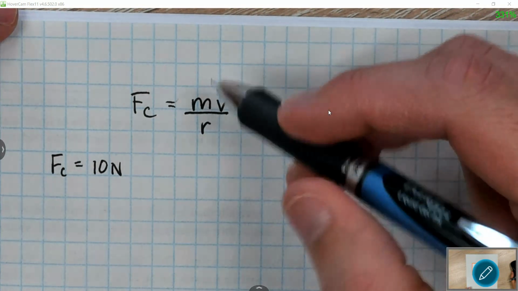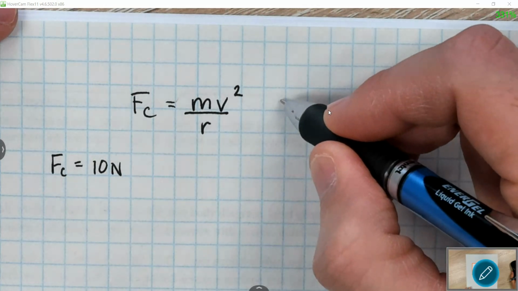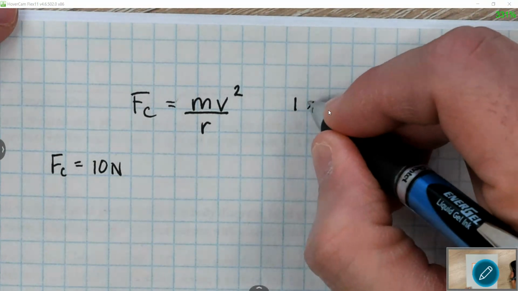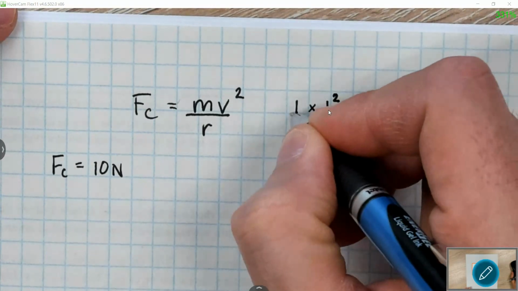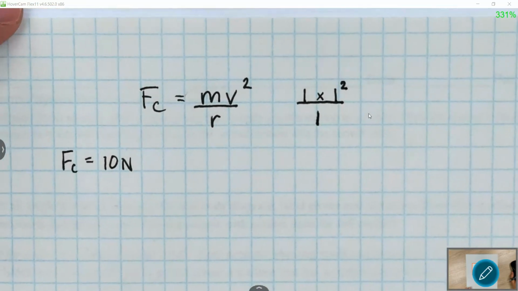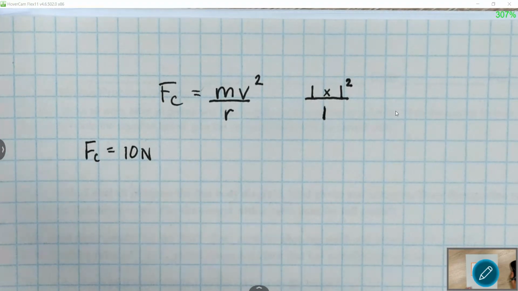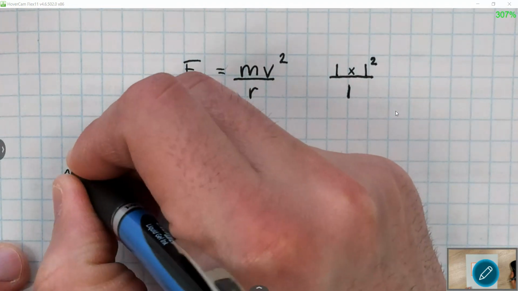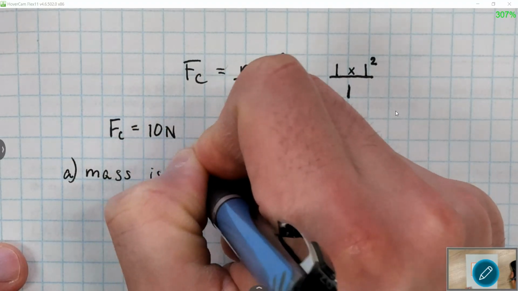So the easiest way we can do this is take each of these letters and make them a 1, but keep them in the same place. So m would be a 1. Velocity or speed would be a 1, but you have to square that. And then the radius would also be a 1. So the first thing would be, what would happen if we double the mass? If the mass is doubled.